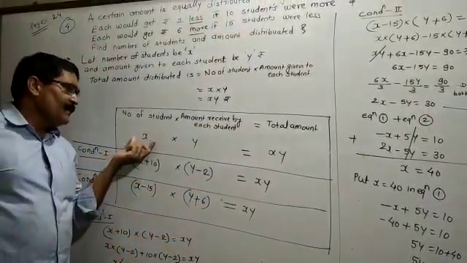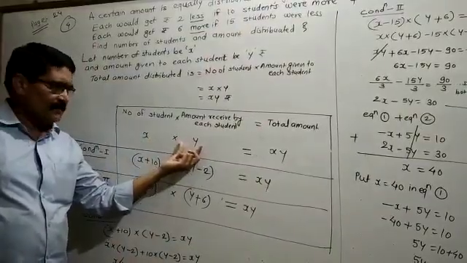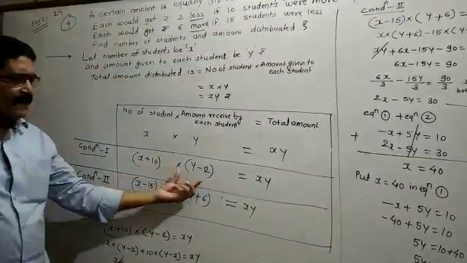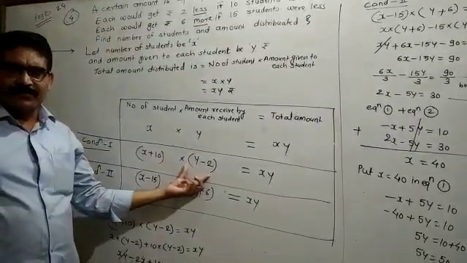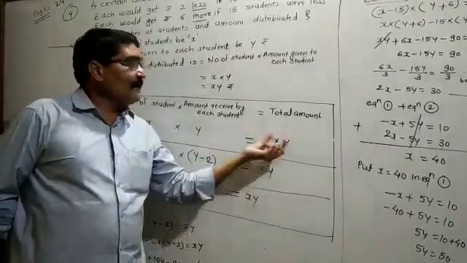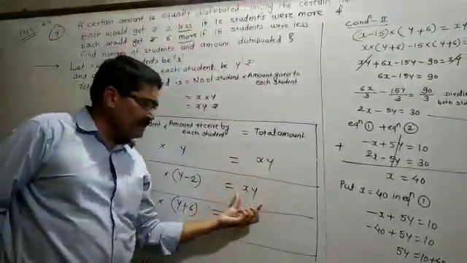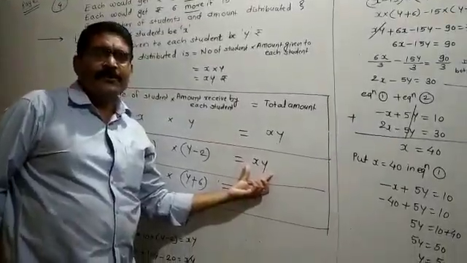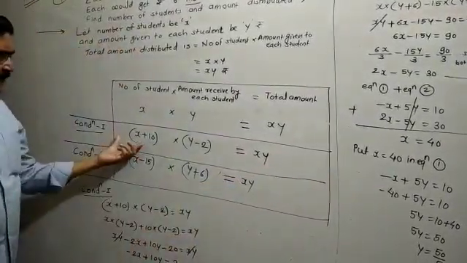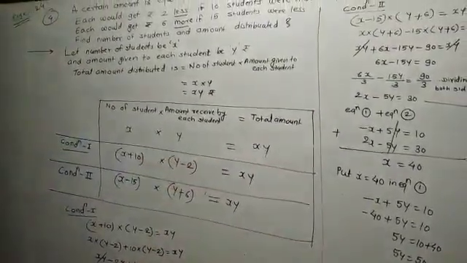First of all the number of students is x, at that time they are getting y rupees. If the number of students is increased by 10, at that time they are getting 2 rupees less for each student. And the amount is the same. Whatever be the amount, the first sentence, a certain amount is equally distributed, means this xy is the amount you have to distribute. But the number of students will increase or decrease. This is the first condition: (x plus 10) multiplied by (y minus 2) is equal to xy.